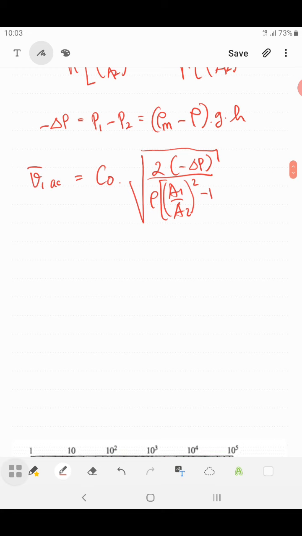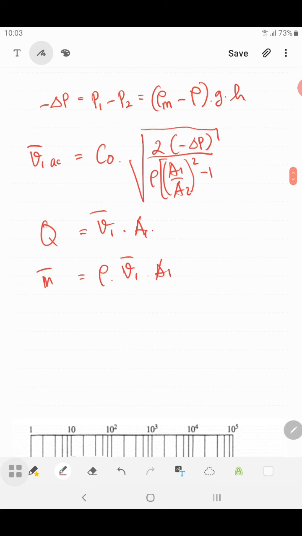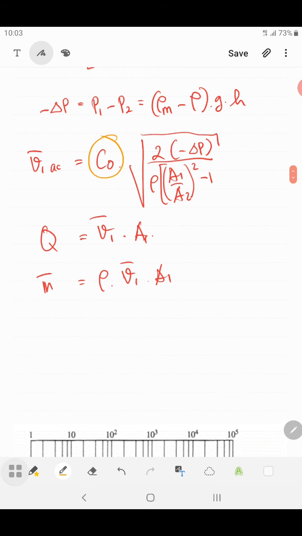And if we already know the average velocity, we can calculate the flow rate by multiplying the average velocity by the surface area of pipe 1. And also the mass flow rate, we can calculate by multiplying the flow rate by the density, like this.